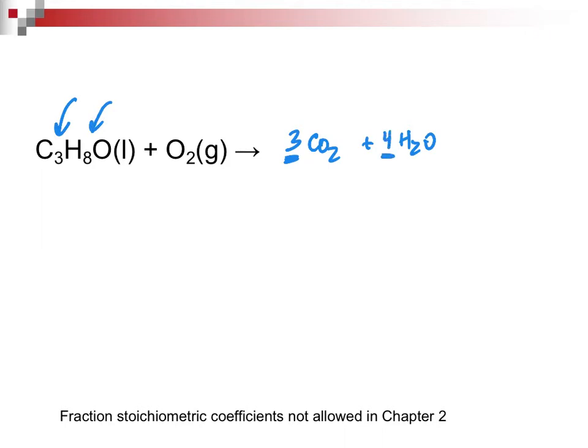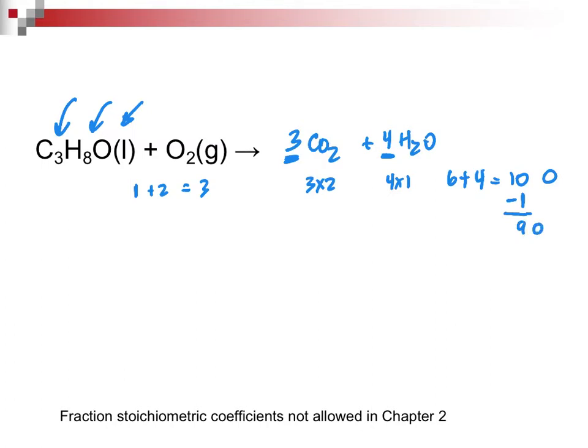So what I have left is to balance my oxygens. I have 1 coming from C3H8O, and I have the 2 written there for a grand total of 3. On the product side, I have 3 times 2 and 4 times 1. 6 plus 4 equals 10 oxygens. Now, I'm going to just play it this way because it is the best way to explain it. I'm going to subtract 1 oxygen. That's the one that comes to us from the C3H8O. That gives me 9 oxygens left.